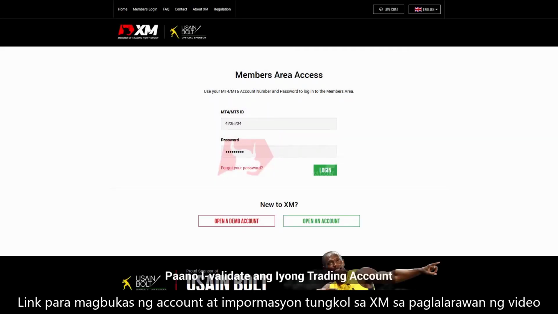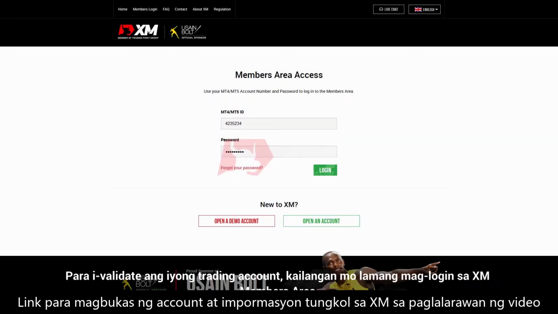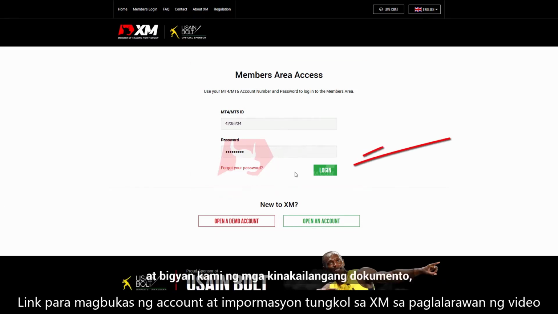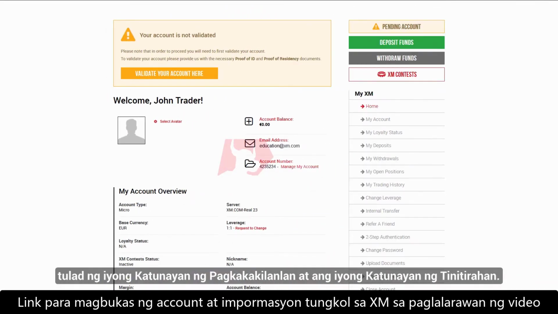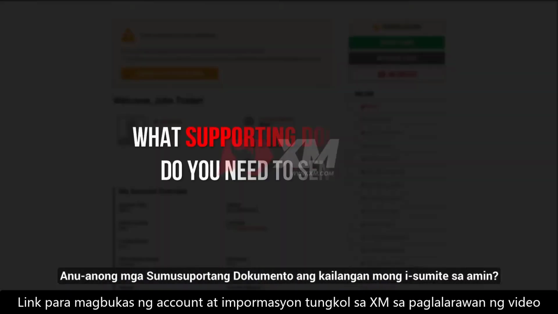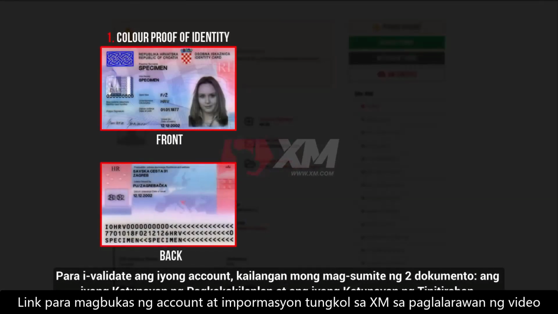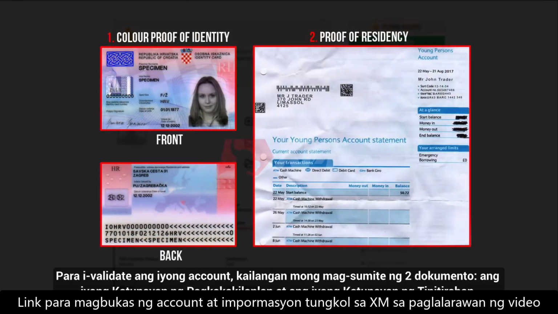How to validate your trading account. To validate your trading account, you simply need to log into the XM members area and provide us with the necessary documents, such as your proof of identity and your proof of residence. What supporting documents do you need to send us? To validate your account, you need to submit 2 documents, your proof of identity and your proof of residency.